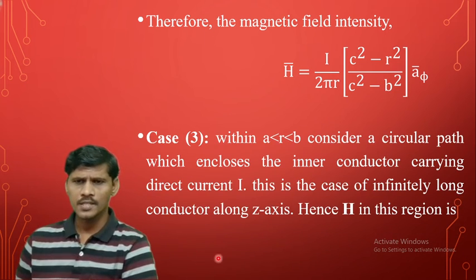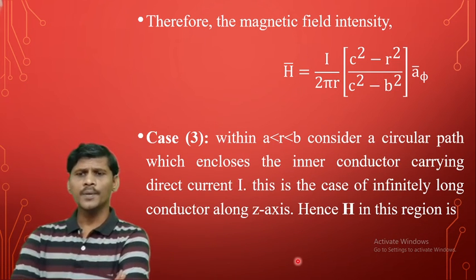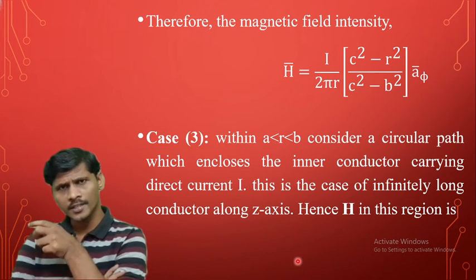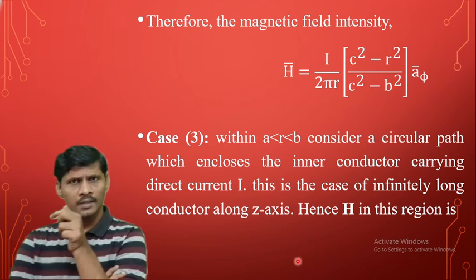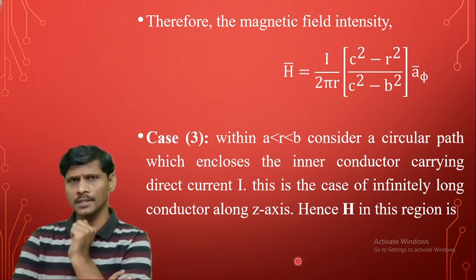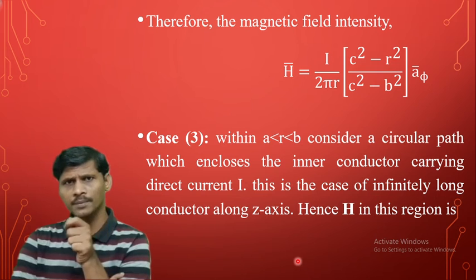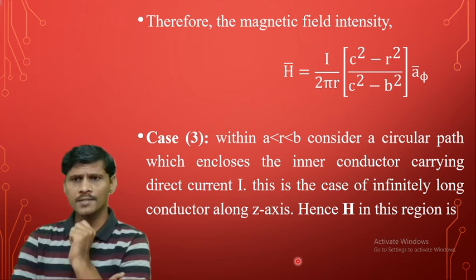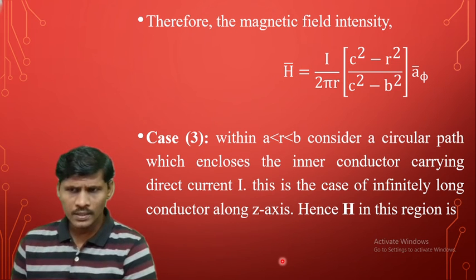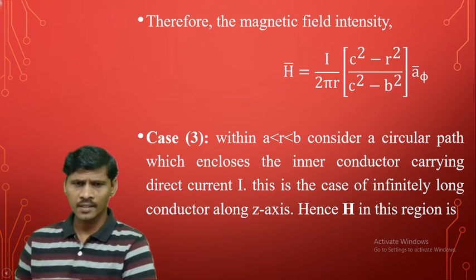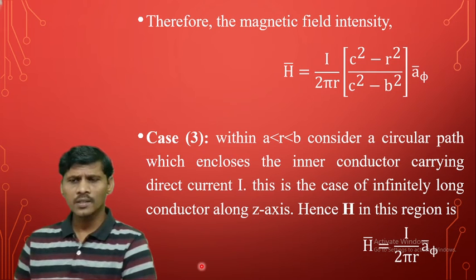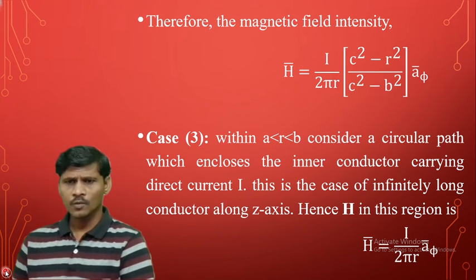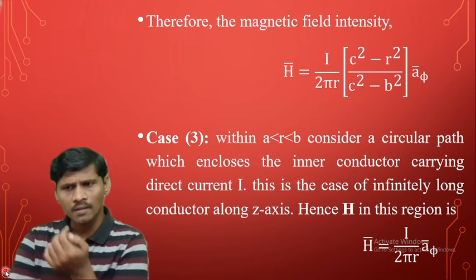And the next, third case, is to consider the Amperian path between the inner conductor and the outer conductor. The outer conductor radius is B meters and the inner conductor radius is A meters. Now consider the Amperian path between the inner conductor and outer conductor, so that is A less than R less than B. Here the inner conductor carries the direct current I amperes and the outer conductor carries the direct current minus I, and the coaxial cable is placed along the z axis.